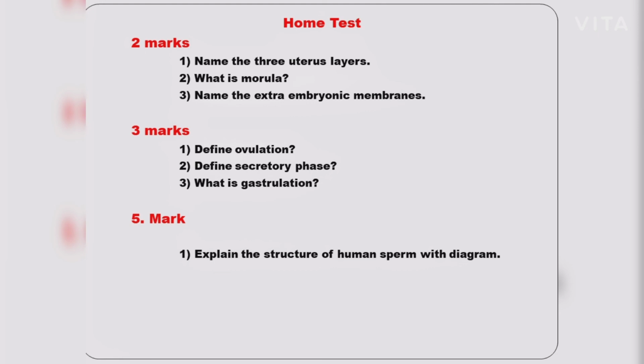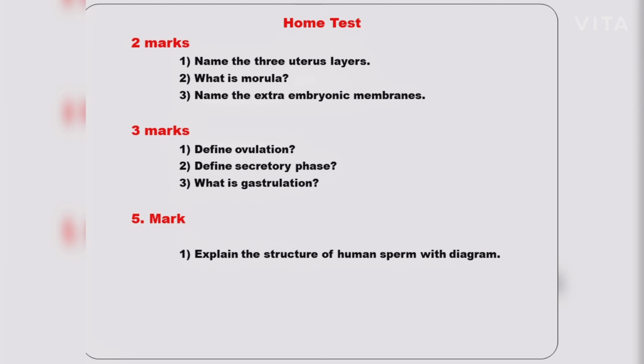Now, home test. 2 mark questions. Name the 3 uterus layers. What is morula? Name the extra-embryonic membranes. 3 mark questions. Define ovulation. Define secretory phase. What is gastrulation? 5 mark question. Explain the structure of human sperm with the diagram.